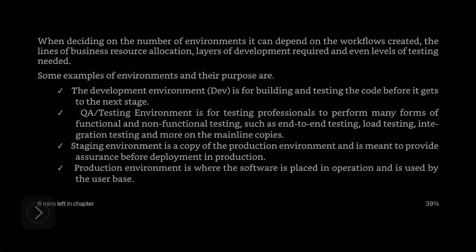Some examples of environments and their purpose are the development environment. Dev is for building and testing the code before it gets to the next stage. QA testing environment is for testing professionals to perform many forms of functional and non-functional testing, such as end-to-end testing, load testing, integration testing, and more. On the mainline copy, staging environment is a copy of the production environment and is meant to provide assurance before deployment in production. Production environment is where the software is placed in operation and is used by the user base.